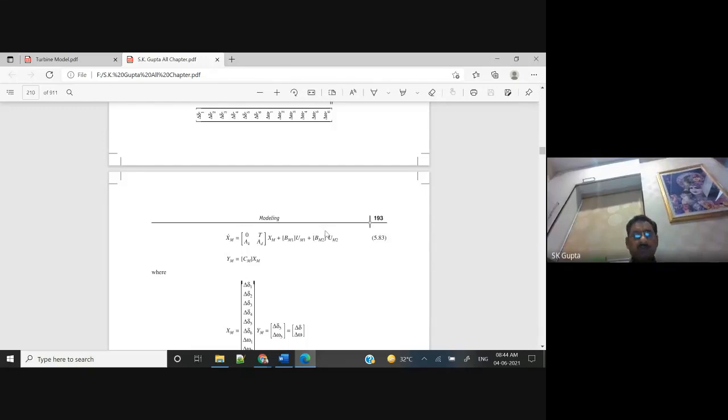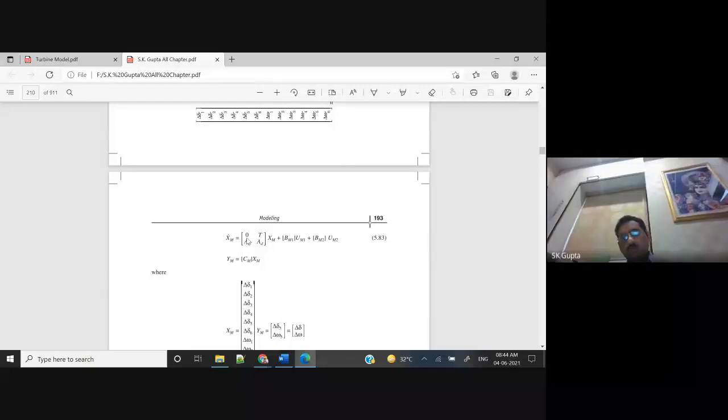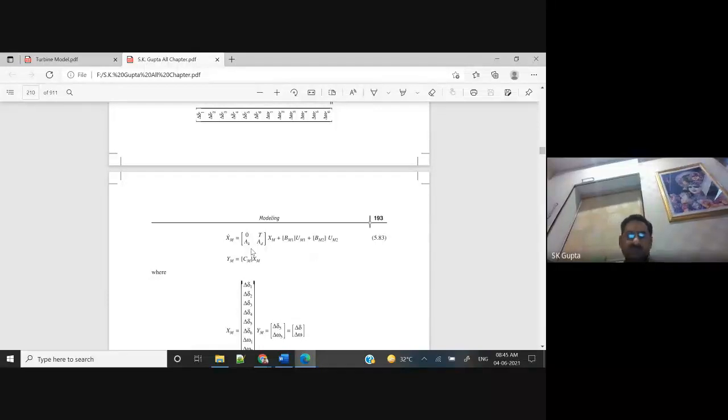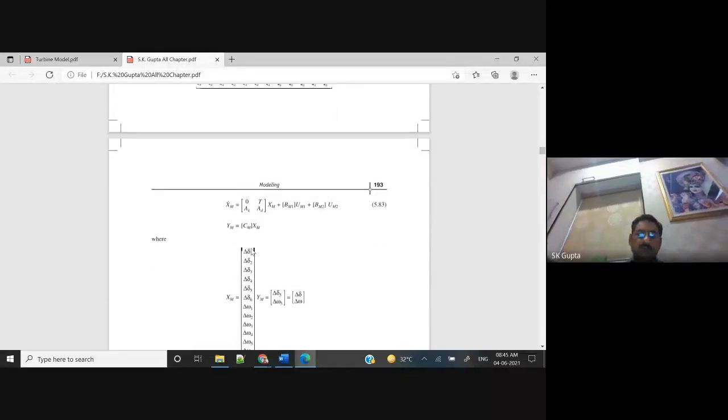ये mechanical system हो गया, where x is equal to this. Since it is mechanical, so we have written it as A_m. It is the system matrix. This is a zero matrix, this is a one identity matrix, and this is some other matrix depending upon the system parameters.